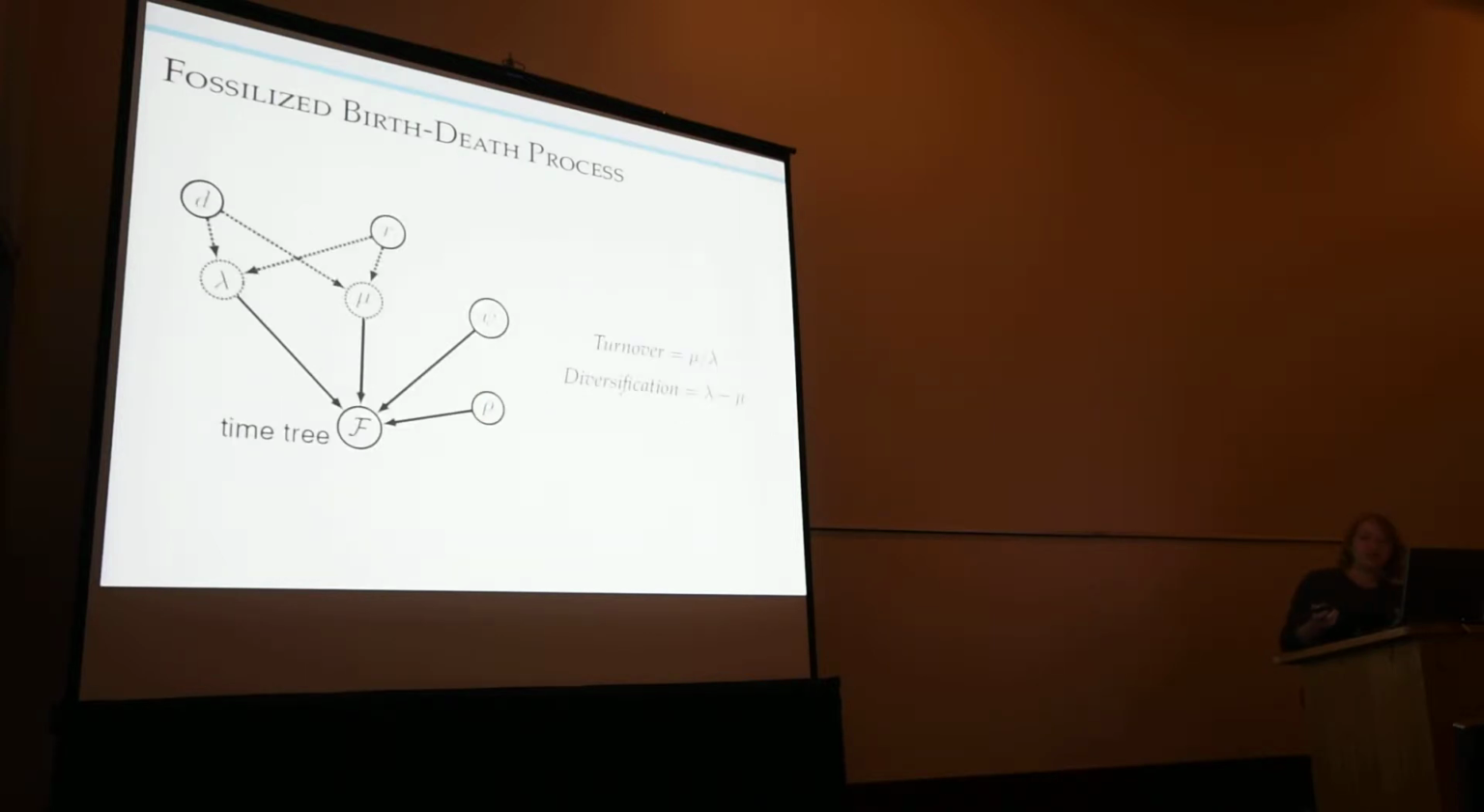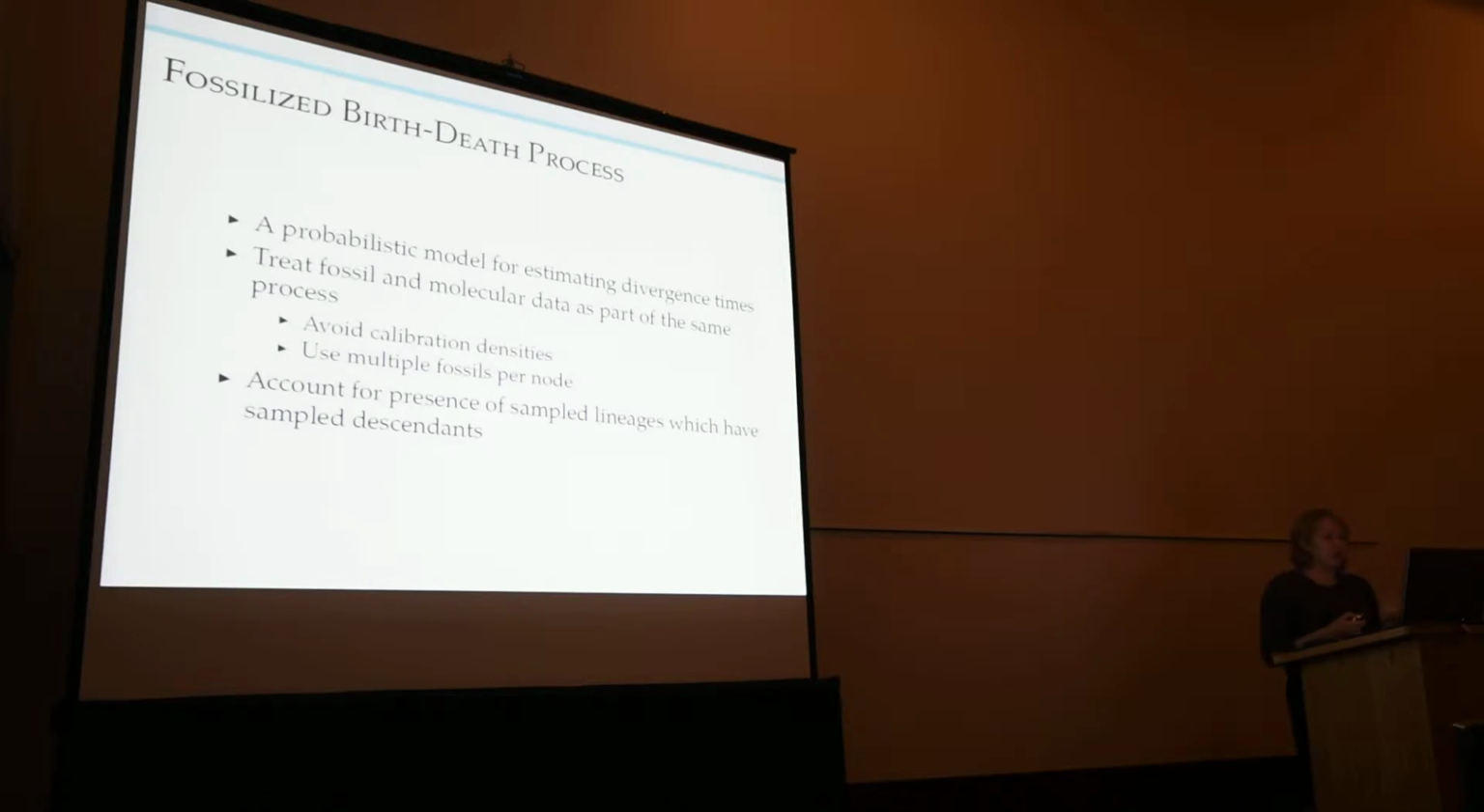Two other parameters of interest that we have up here are net diversification, which is speciation minus extinction, and then turnover, which is extinction divided by speciation. Turnover is going to be fairly important in this talk, and we're going to talk a little bit more about it in a couple of slides.